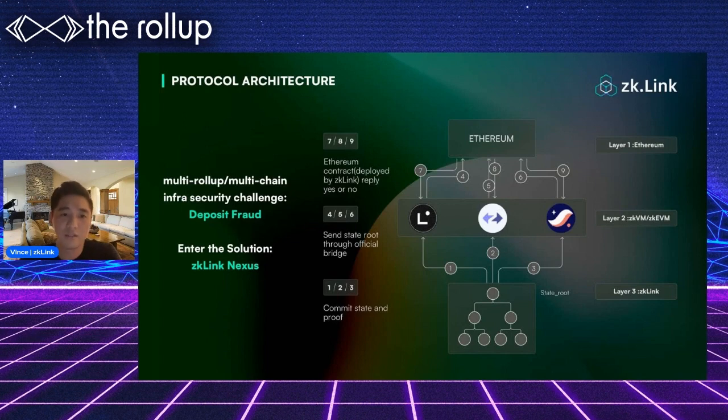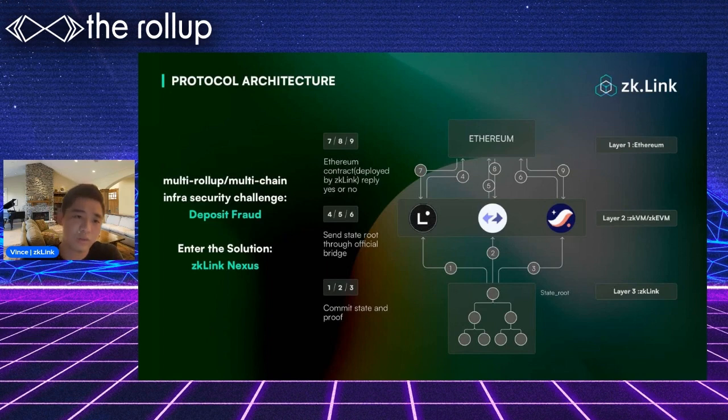Then the Ethereum contract will judge the consistency of the different state roots that the different layer 2s received from the zkLink layer 3 platform. And then the Ethereum contract will send the confirmation message back to the layer 2s. In this way, the multi-rollup state synchronization is done indirectly through the Ethereum contract. Why is this step very important?